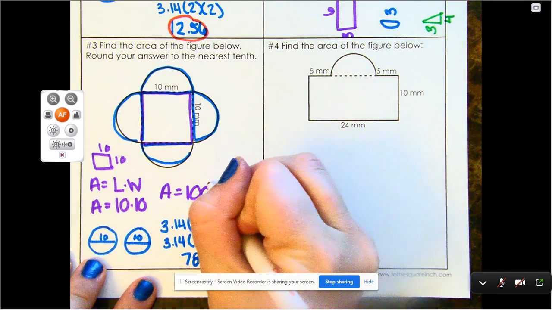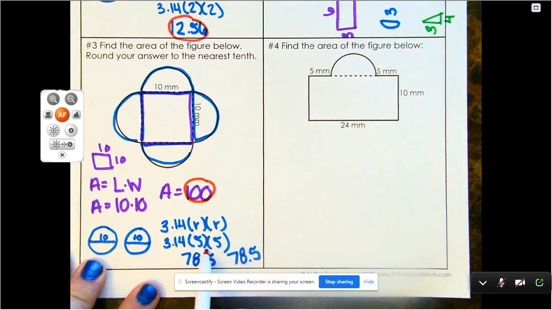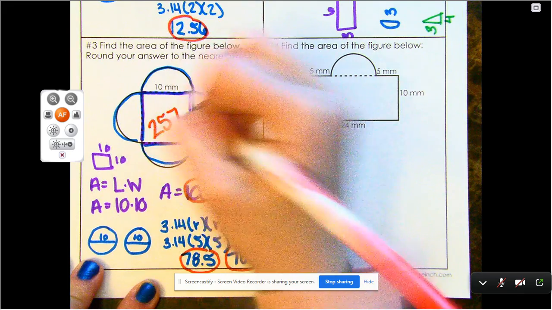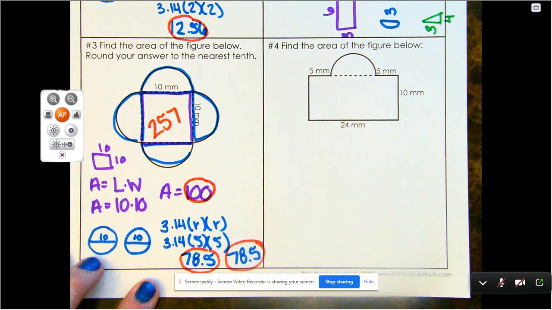And then my total area is going to be adding 100 plus 78.5 plus 78.5. So 78.5 plus 78.5 plus 100. Your total area is 257 when you add them all together.